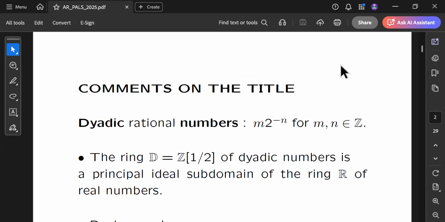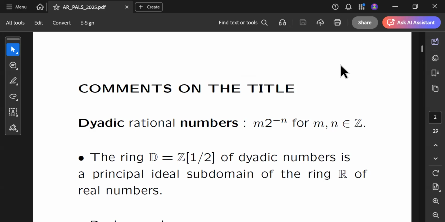So dyadic numbers are present in many areas of mathematics and applications. So let me mention 2 examples. Dyadic numbers have finite binary expansions, so they are present in digital computers. And in physics, they are used to model spaces with holes.